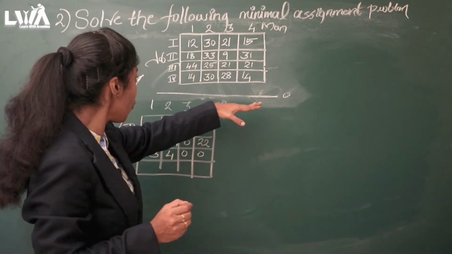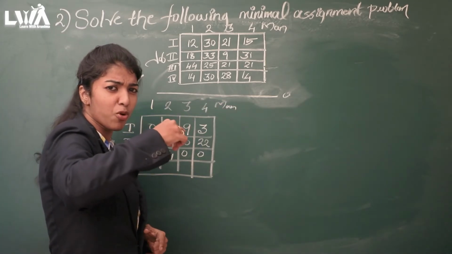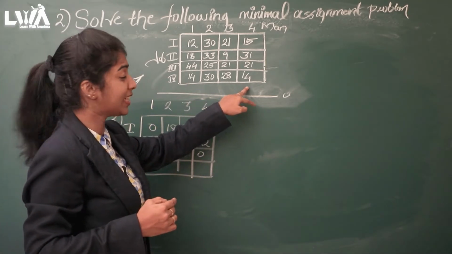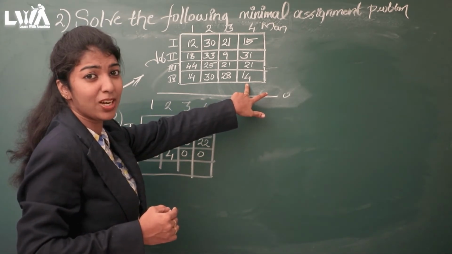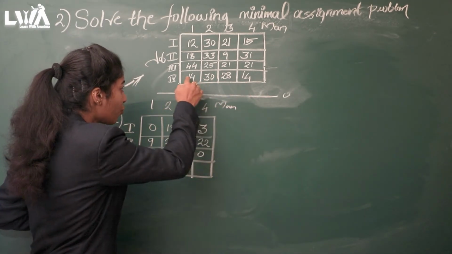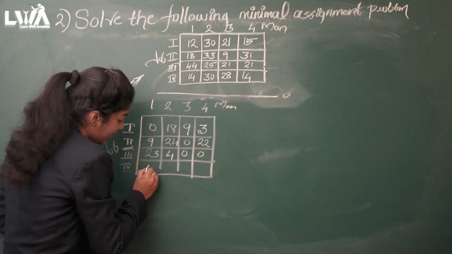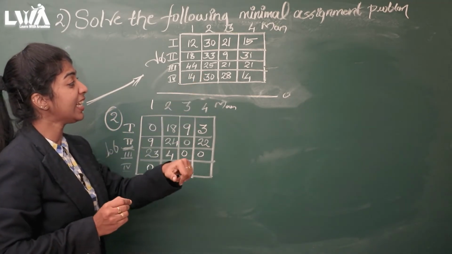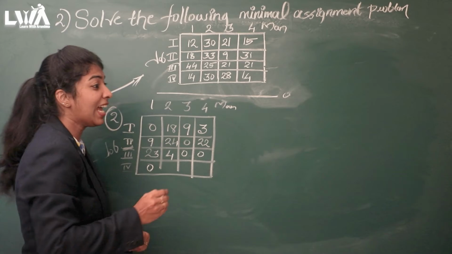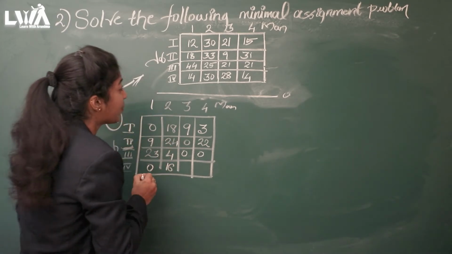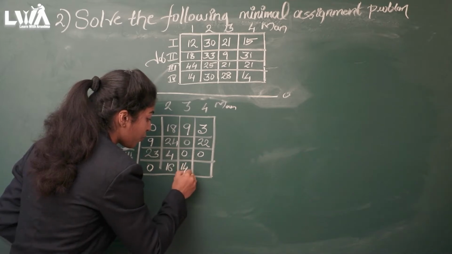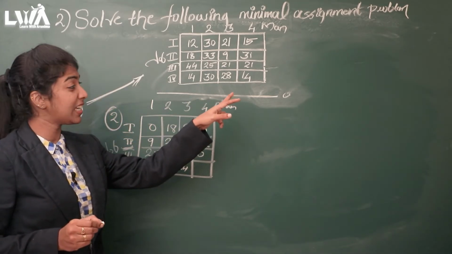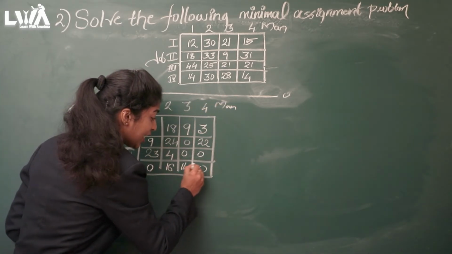In the fourth row, just like the above row, two small elements are there, 14, 14. So let's select the lowest element as 14. 14 minus 14, what? 0. 13 minus 14, it is 16. 28 minus 14, it is 14. 14 minus 14, it is 0.